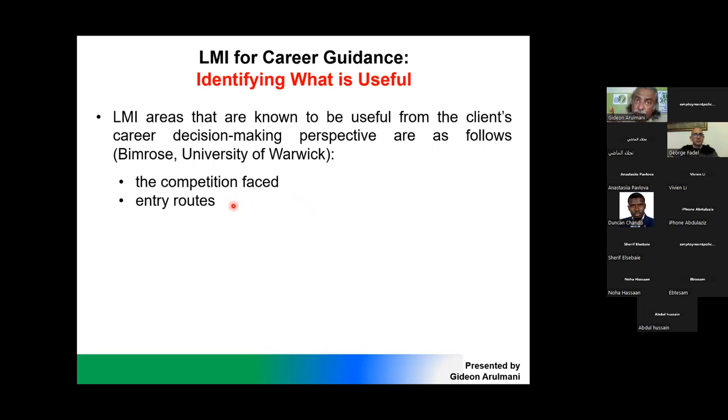What are the entry routes? Is there only one entry route? I'm very keen on medicine, but I didn't make it into the medical school. What are the other routes? Can I come in as an allied health person? Can I come in as a nurse? Can I come in as a social worker, a medical social worker? Can I come in as a psychologist? Different entry routes.